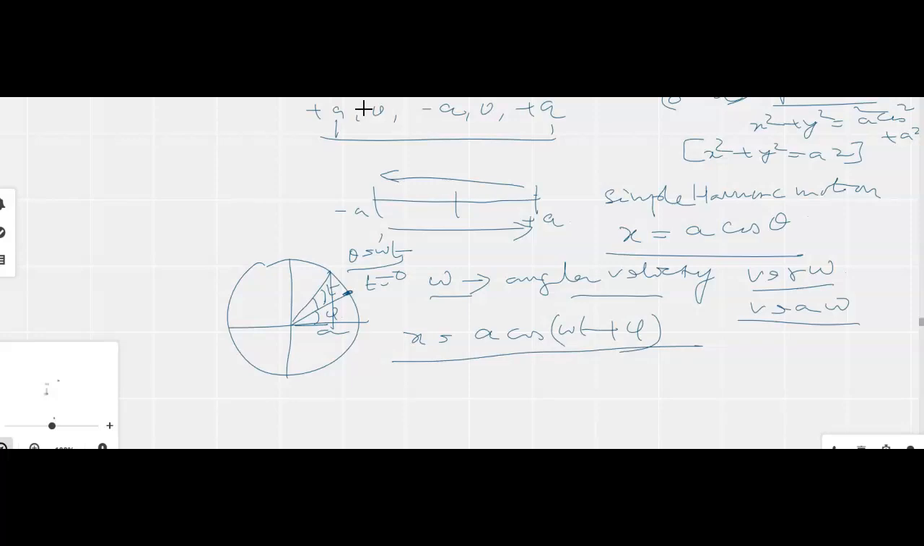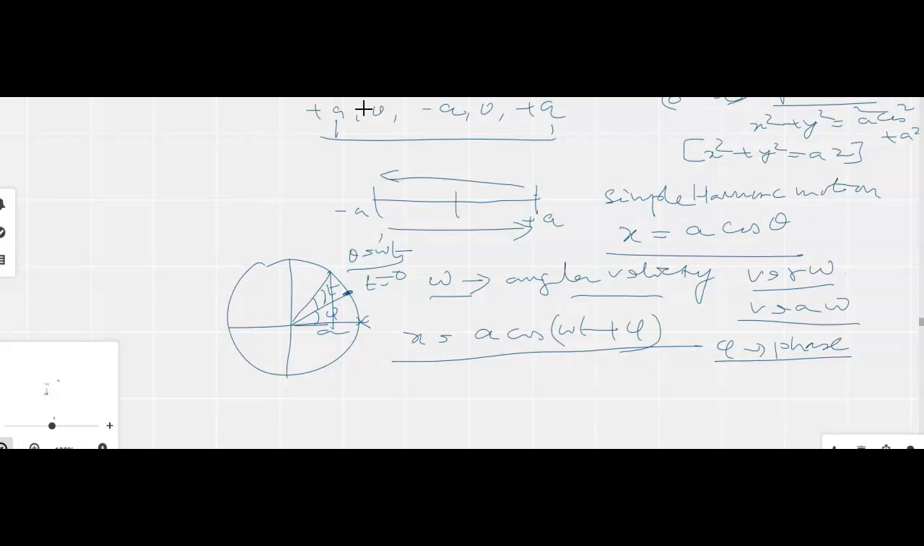And if phi is 0, that is at t equal to 0, if it is starting here, if the amplitude is A, then phi is 0. That is, the particle starts moving from here, then we take x equal to A cos w t, and phi is known as the phase. That is the starting point from where it starts moving. So this is in general the equation for simple harmonic motion.